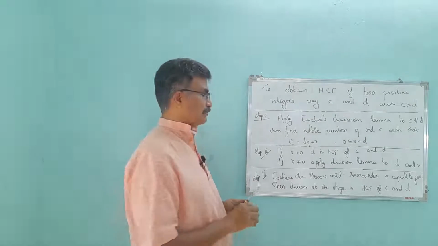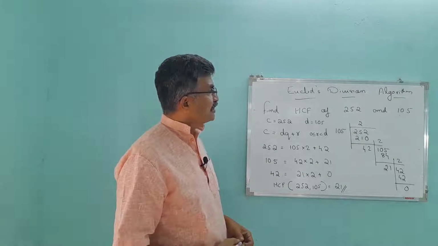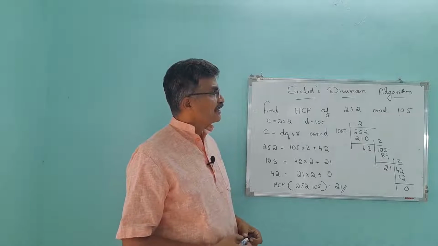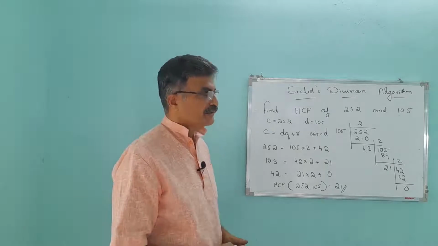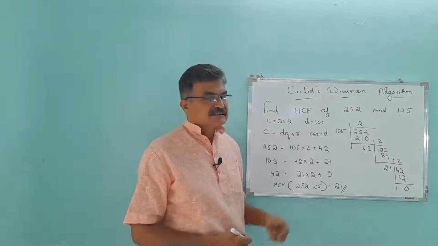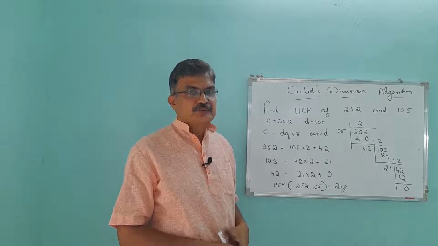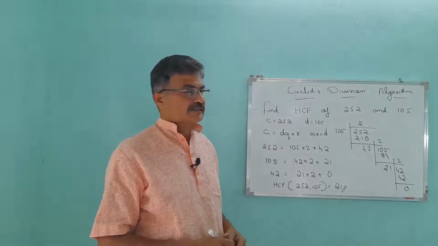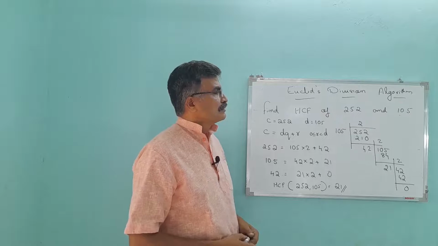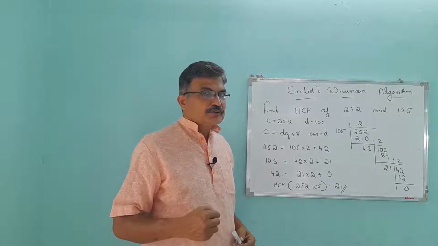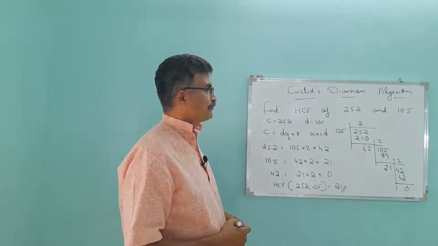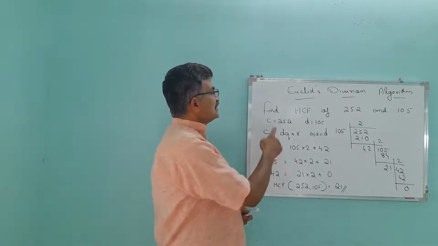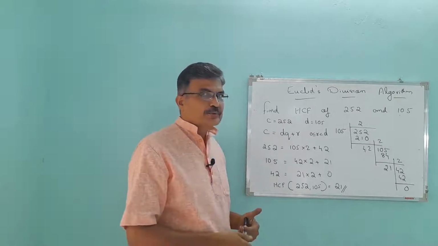Next we will do an example. Here we have to find the HCF of 252 and 105 using Euclid's division algorithm. I think we have done this example with the original Euclid's algorithm, that is, the subtraction method. I have already told you that you need not study that subtraction method. Okay, so here C is equal to 252, D is equal to 105.